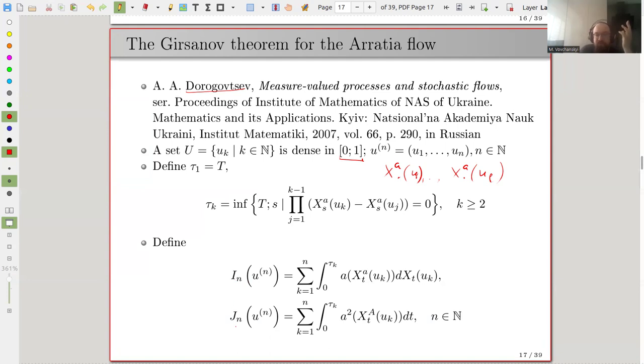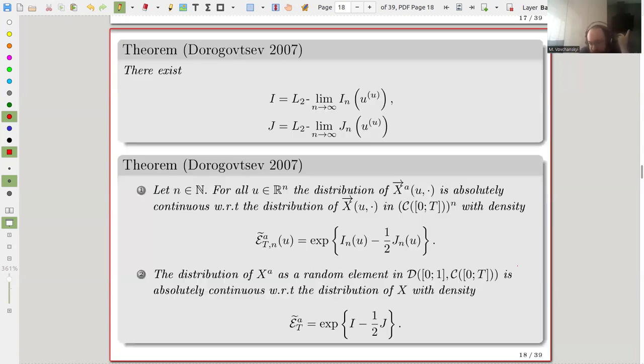And then we consider two integrals where we integrate with respect to the Arratia flow, but only up to this moment. So if we have this tree-like structure, we consider a stochastic integral over this part, over this part, over this part, over this part. So every part of this tree-like structure is used exactly one time. Such limits exist in L2, and moreover, the distribution of the whole Brownian web with drift is absolutely continuous with respect to the distribution of the Arratia flow with no drift.